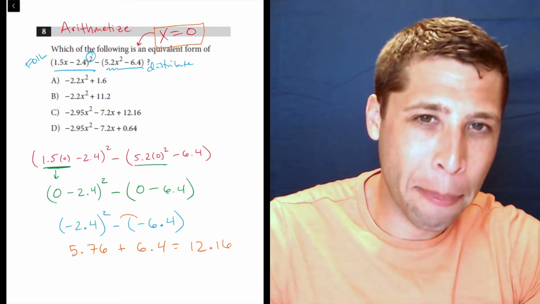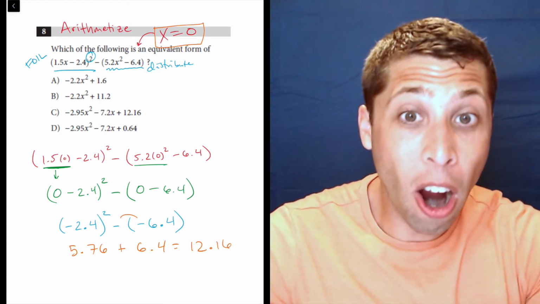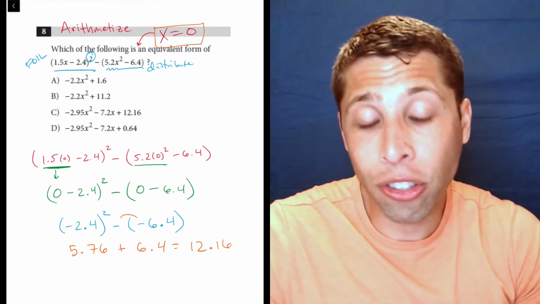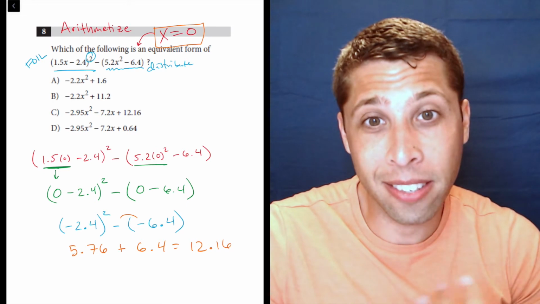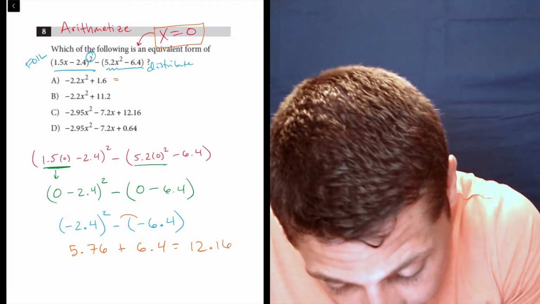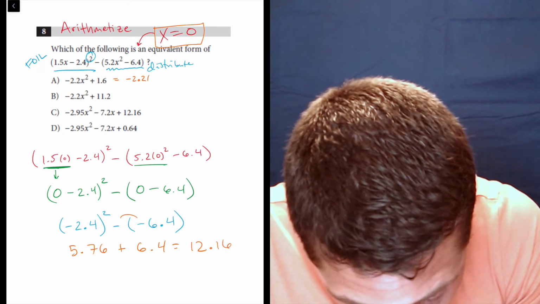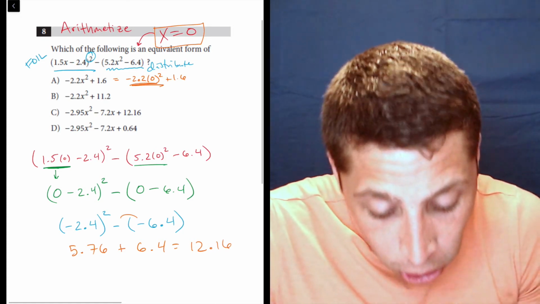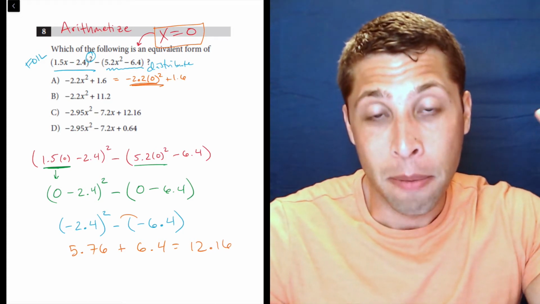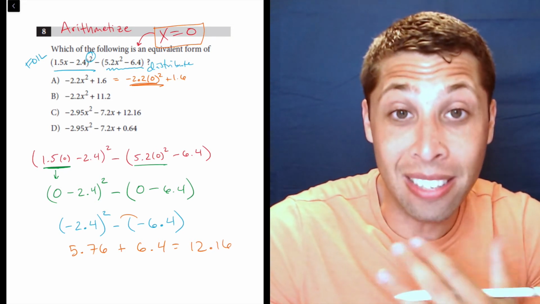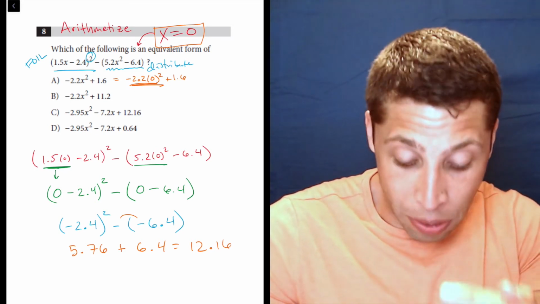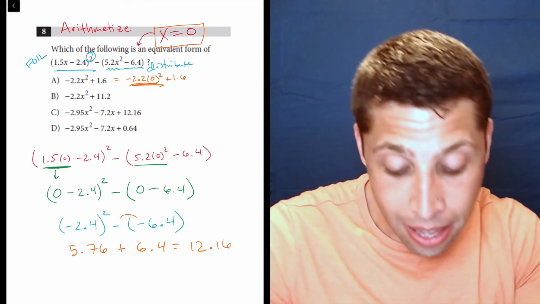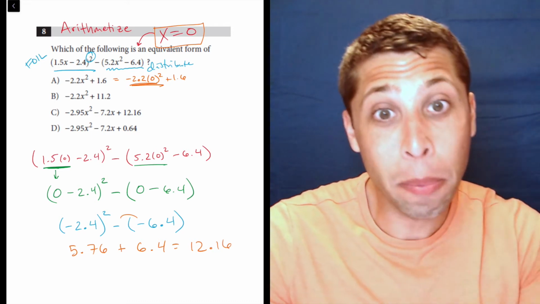Because think about what's going to happen now as we finish this arithmetize. We're going to plug our same 0 for x into all of these answer choices. And just like it did in the question, 0 is a very special number that makes things disappear, right? So when we plug it in here, I'm just going to quickly show you, negative 2.2 times 0 squared plus 1.6. This term disappears because 0 times negative 2.2 is 0. So in other words, because I picked 0 from the start, anything that's attached to an x in these answer choices is going to just disappear.